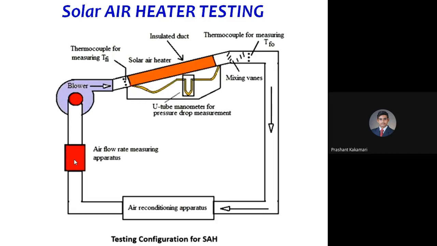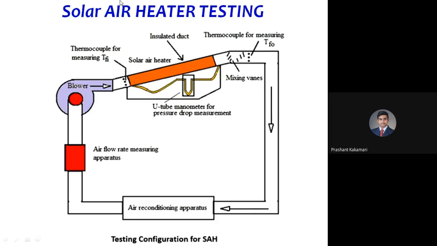Then for measuring the temperature differences, because the temperature difference itself tells us the useful heat gain or heat transfer to the fluid, or the efficiency of the given system. So for that, at the inlet side and at the outlet side, you can see many thermocouples connected here. Three dots you can see at the inlet side and at the outlet side. Some thermocouples or thermometers can be connected to find the inlet and outlet average temperatures.